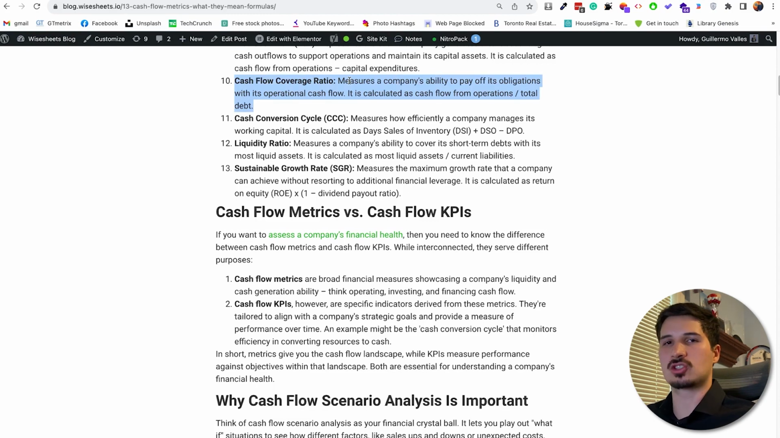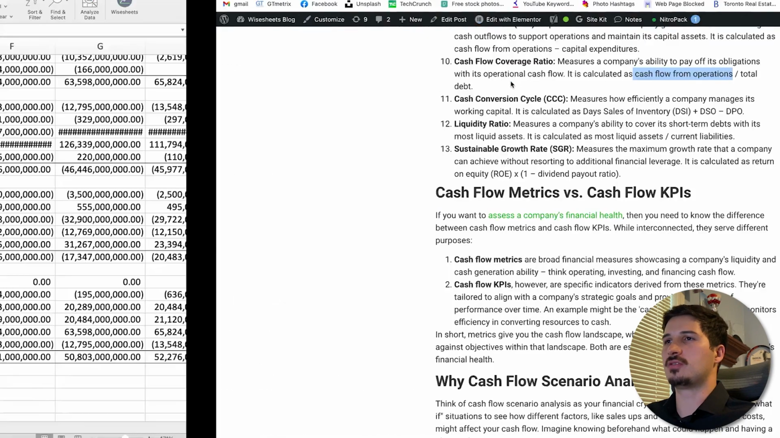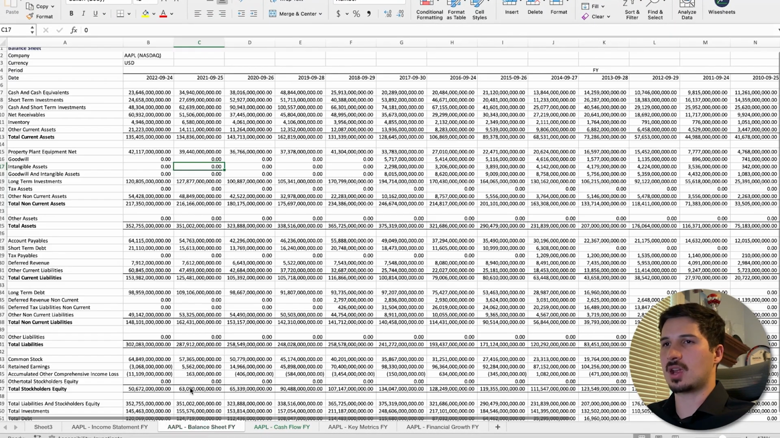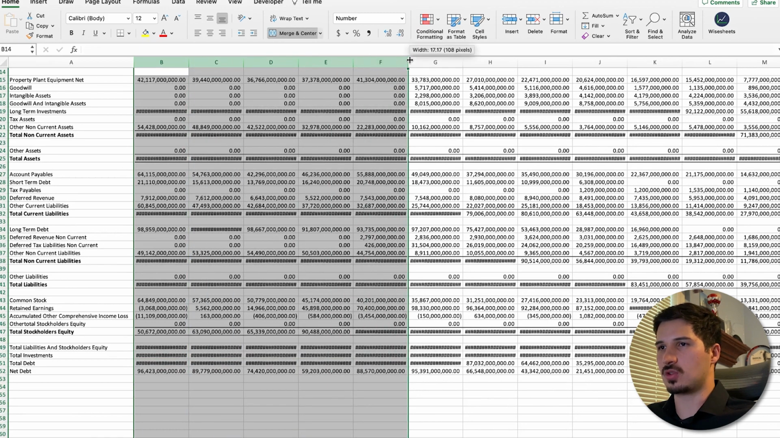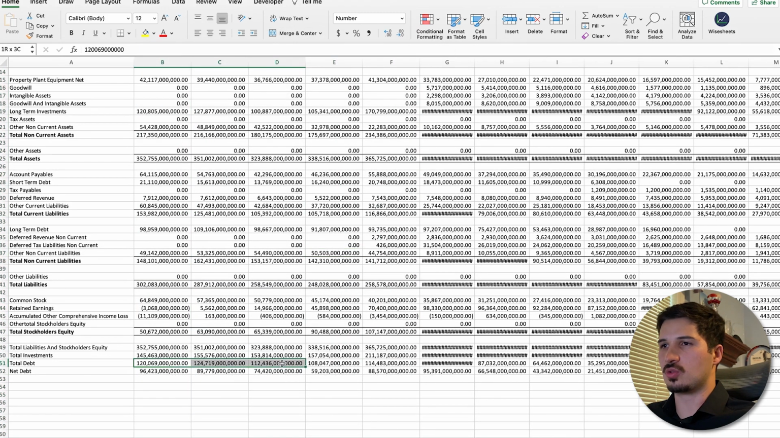Next up, we have the cash flow coverage ratio, and this basically measures the ability of a company to pay its obligations, meaning its debt, the money that it owes because it took different loans. And so the way that you can calculate this is you take the cash flow from the operations and you divide it by the total debt of the company. So if you look at the balance sheet right here, you will see a total debt metric right here, which I can expand for you so you could see it. And this is the number that you would be utilizing to make this calculation.